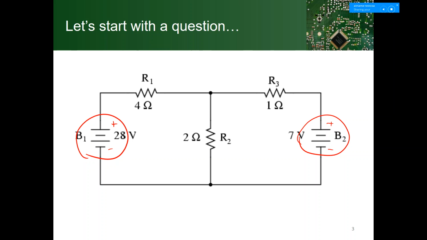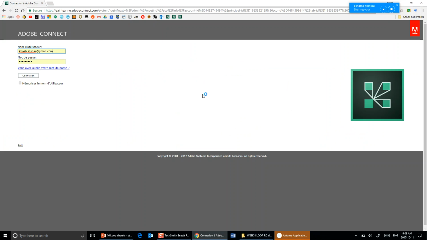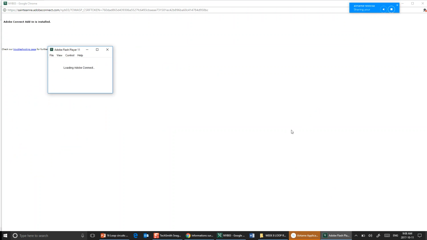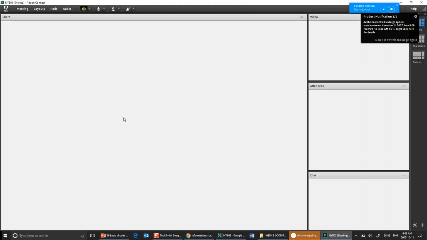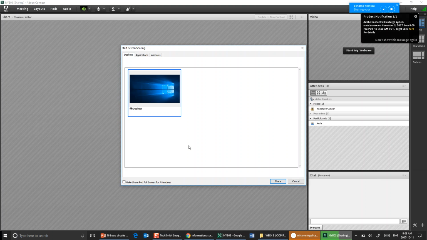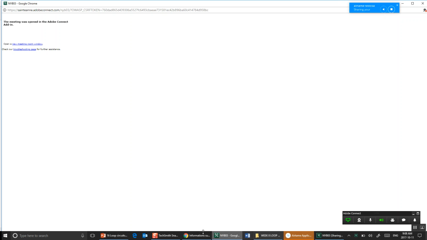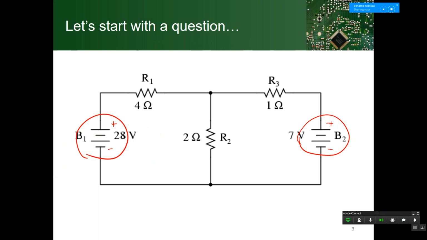Adobe Connect. Let me do that now. All right, there you go. You should have it now. All right.